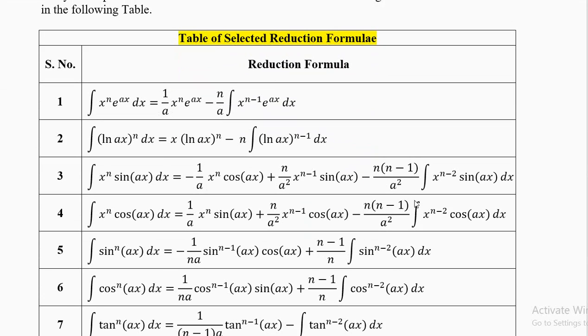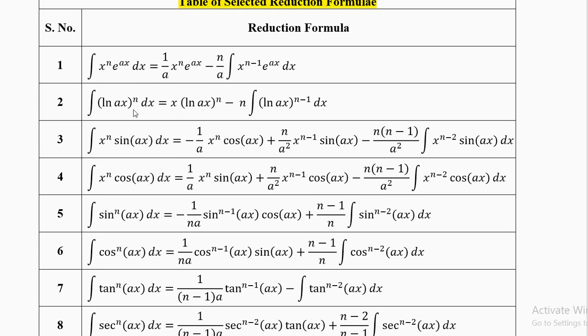Now, this is the table of integration formulae. The first one is the integral of x^n e^(ax), which we have seen before. It reduces by 1. n goes to n minus 1. This is outside the integration, so it really doesn't matter what is here. The main thing in the reduction formulae is that one integral goes to the other and n reduces by 1.